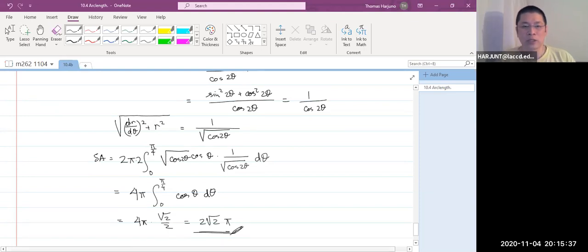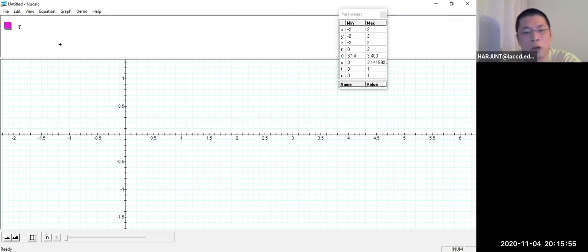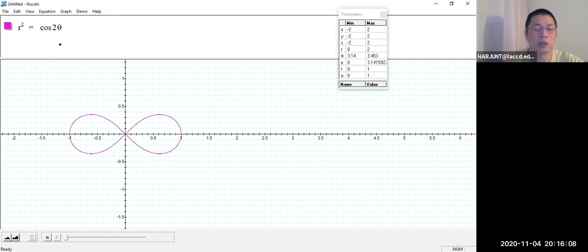Let's see what that lemniscate looks like. R squared equals cosine 2 theta. That's what it looks like.